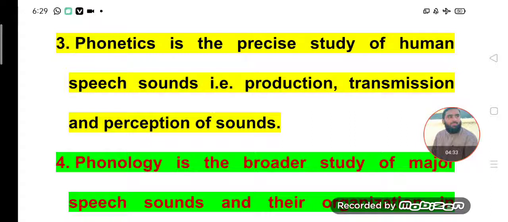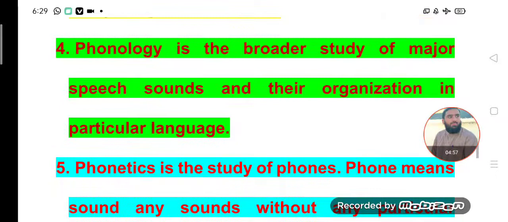Why is phonetics precise? Because it just deals with the production, transmission, and perception of sounds. How sounds are produced is the job of phonetics, and how sounds are transmitted from one medium to another medium, and how sounds are perceived by the individual. And phonology is broader. So phonetics is the precise study, and phonology is the broader study of major speech sounds and their organization in a particular language, how speech sounds are organized in a particular language.